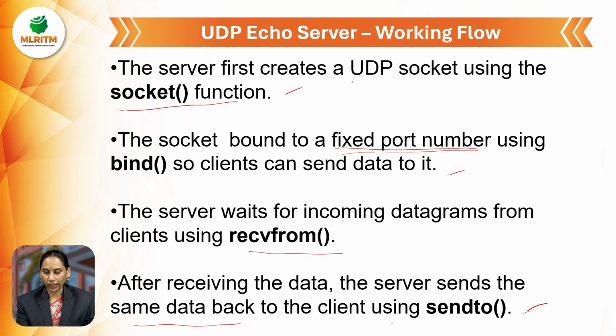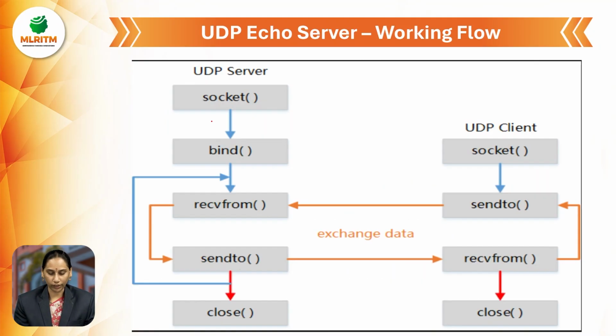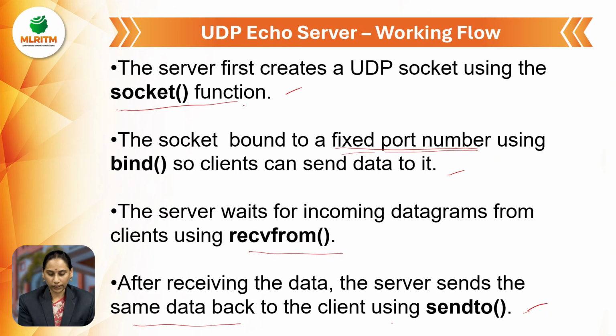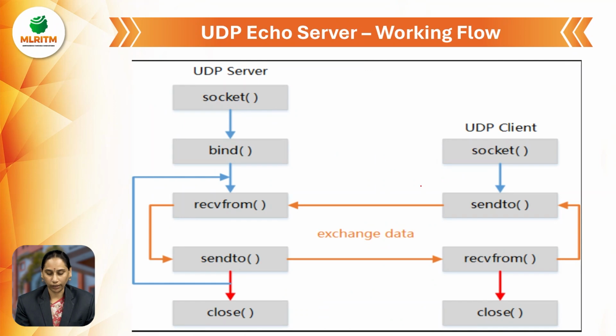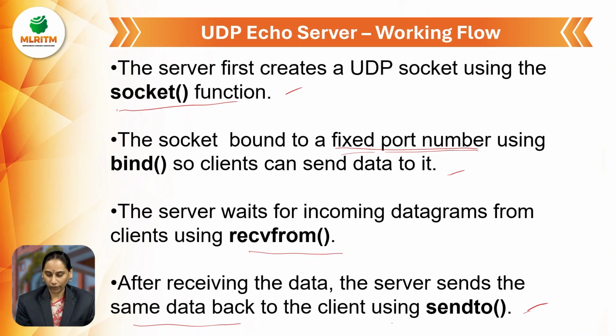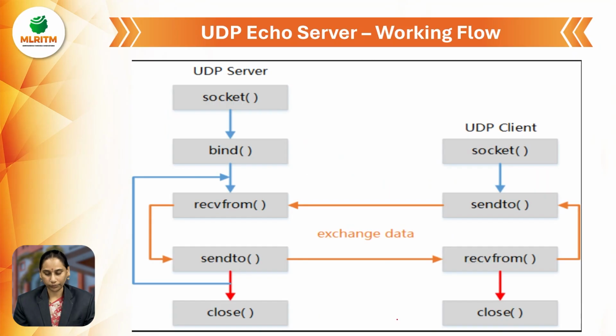The server first creates a UDP socket using the socket function. Next, the socket is bound to a fixed port number using the bind function so that clients can send data to it. Next, the server waits for an incoming datagram from the client using recvfrom. After receiving the data, the server sends the same data back to the client using sendto.